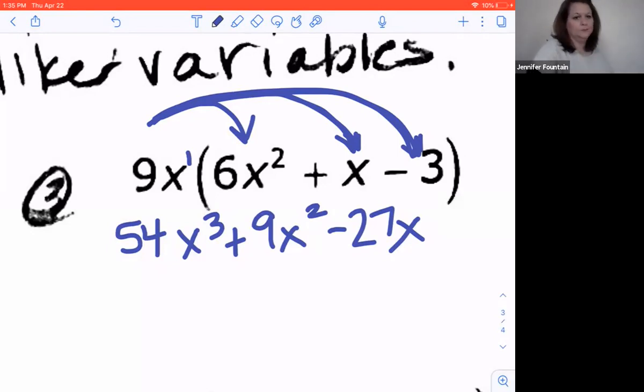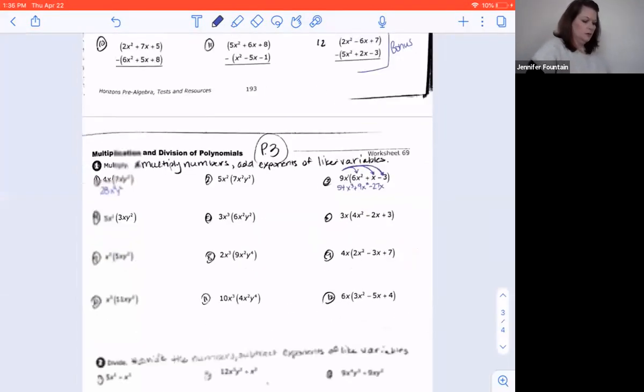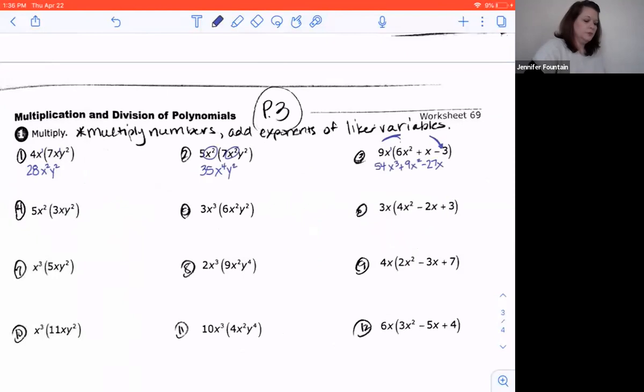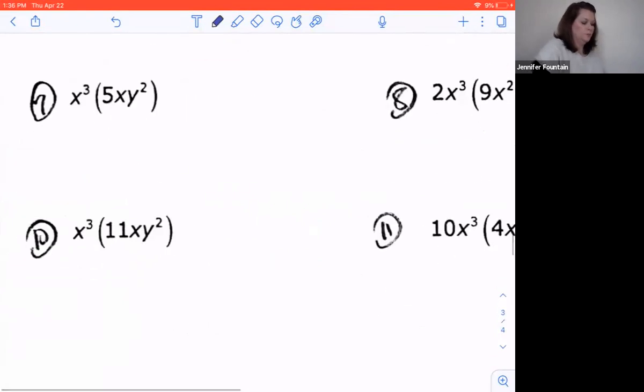All righty. So let's do a couple more of these. Let's do the bottom row.